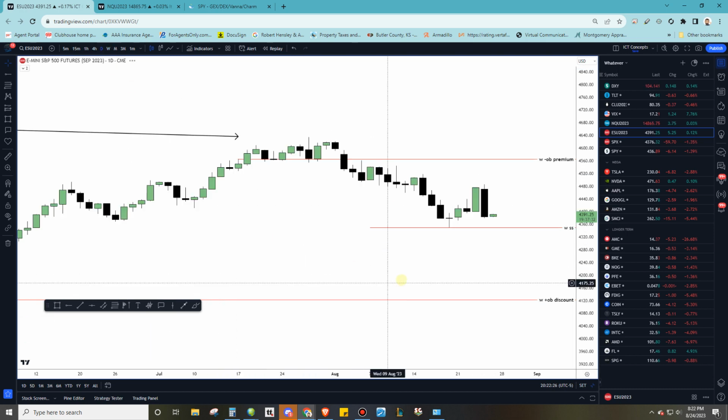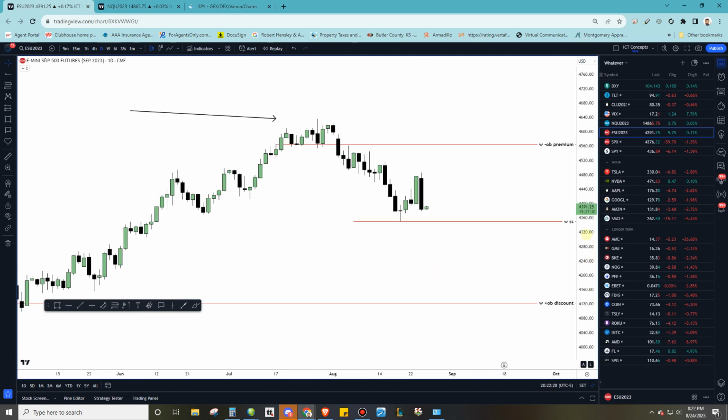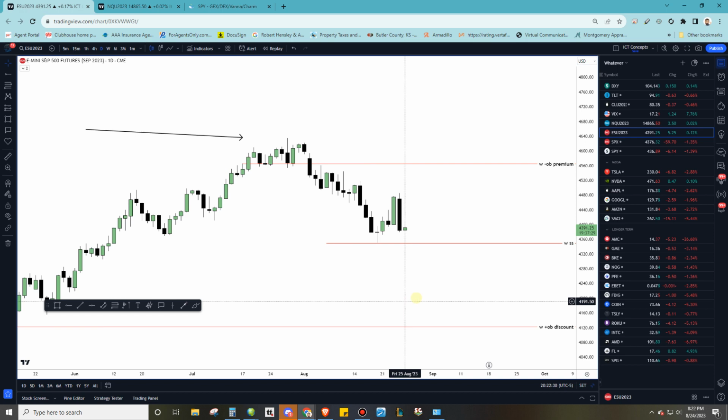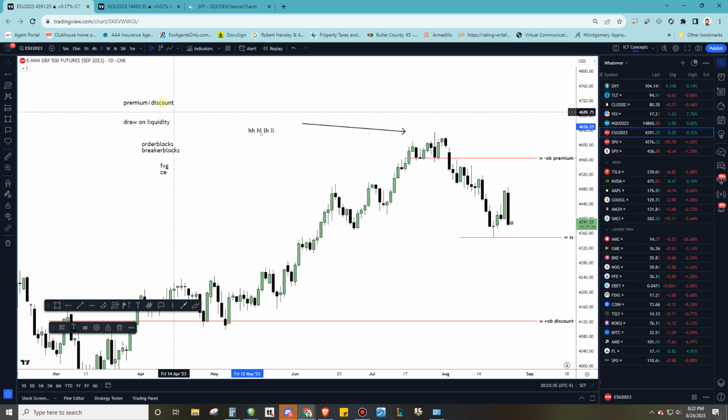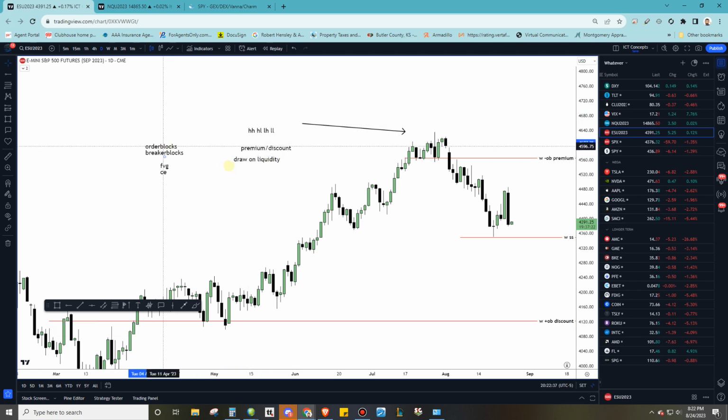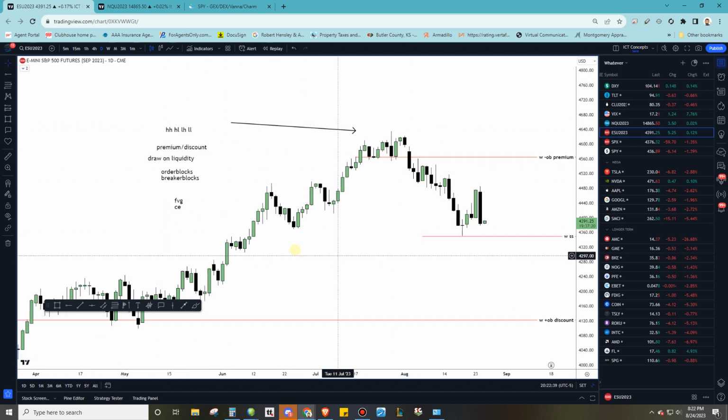So then we drill down to the daily, right? Okay, so same kind of thing. Now on the daily, we're going to start following the trend again. Our higher highs, higher lows. We're just going to follow this process here, find our premium, discount, order block, and we're going to do this whole thing for the daily.